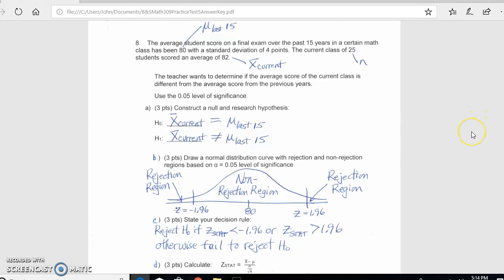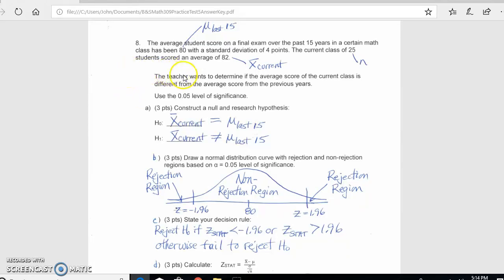This is practice test 5, and we're working on problem number 8. The problem states that the average student score on a final exam over the past 15 years in a certain math class has been 80 with a standard deviation of 4 points. The current class of 25 students scored an average of 82, slightly higher, and the teacher wants to determine if the average score of the current class is different from the average score from the previous years. Use the 0.05 level of significance.